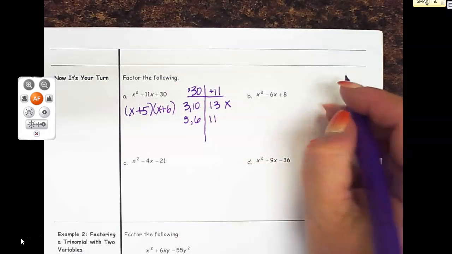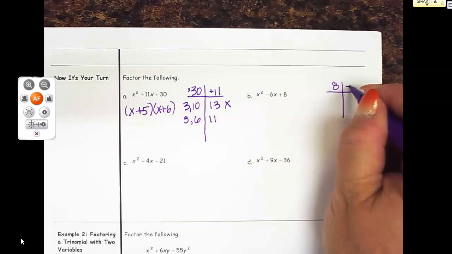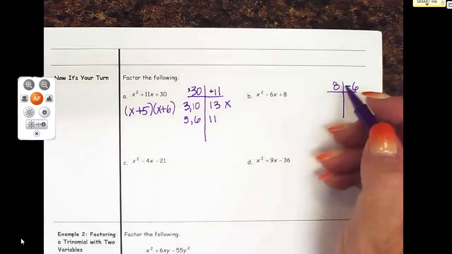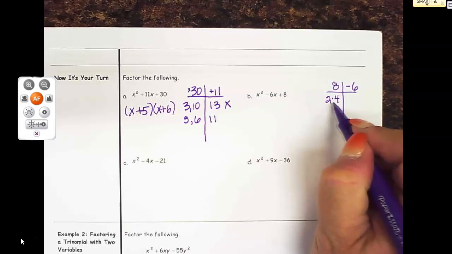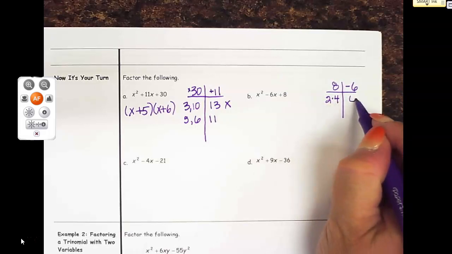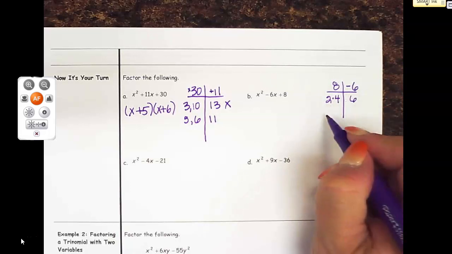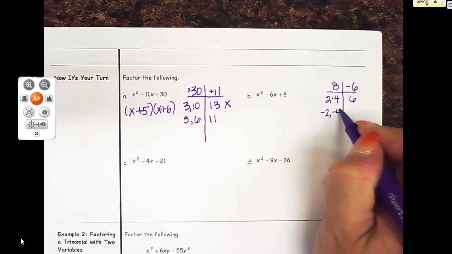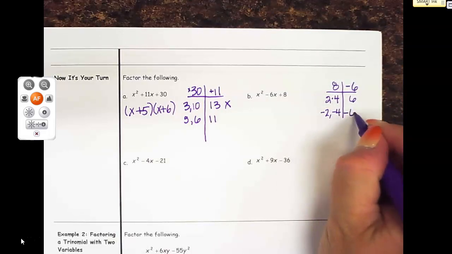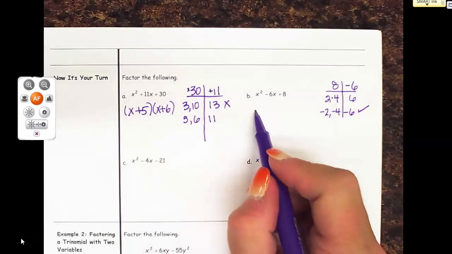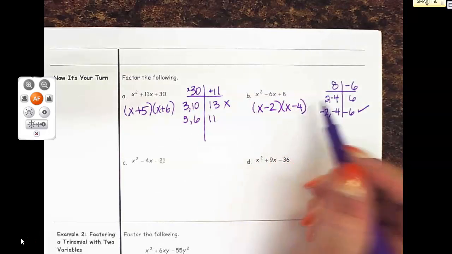In letter B, I'm trying to multiply to be positive 8, add to equal negative 6. So I know 2 times 4 is 8. So 2 times 4, and then 2 plus 4 is positive 6. So if I've got the number right but not the sign, I simply have to go back one more time and say, well, I think negative 2 times negative 4, still positive 8, and then when I add them, that equals negative 6. So x minus 2, x minus 4.